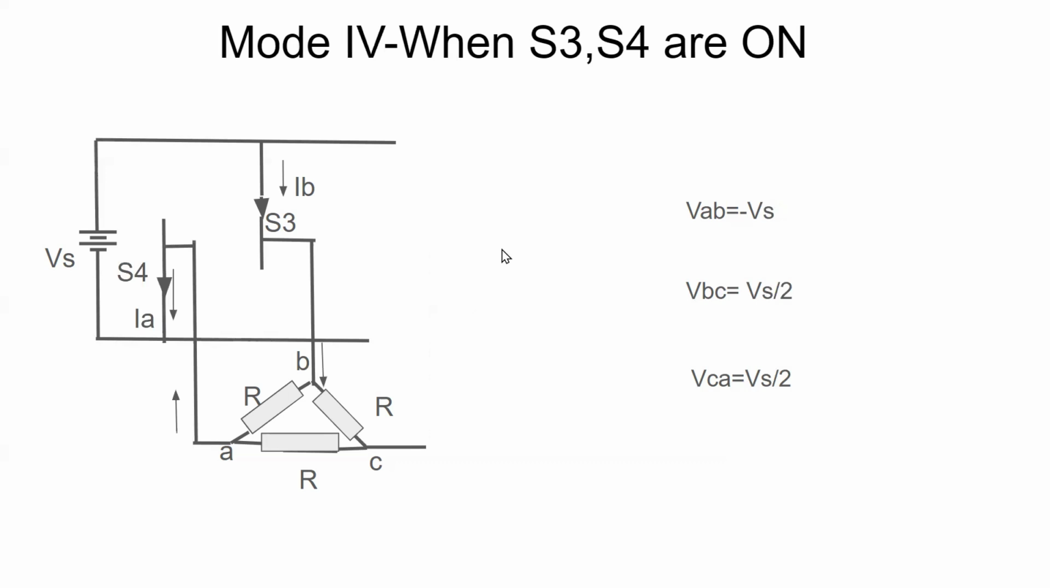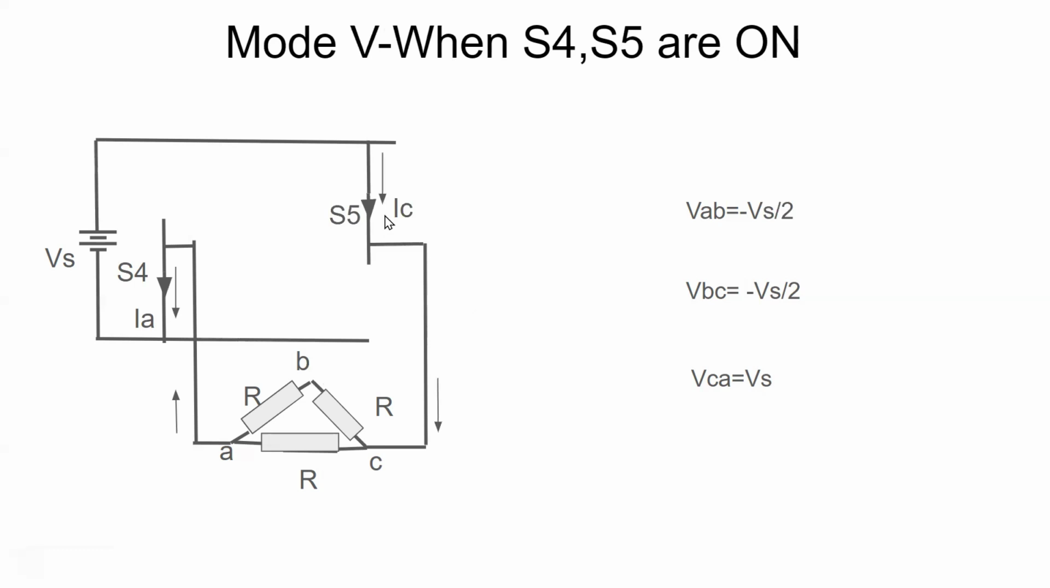This is mode 4, during which S3 and S4 are in the on condition. A terminal is connected to minus of Vs through S4. B terminal is connected to plus of Vs through S3. So we can write VAB equal to minus Vs, and this VBA is equal to plus Vs. This is being shared by these two resistors equally. So we can write VBC is equal to plus Vs by 2 and VCA is equal to plus Vs by 2.